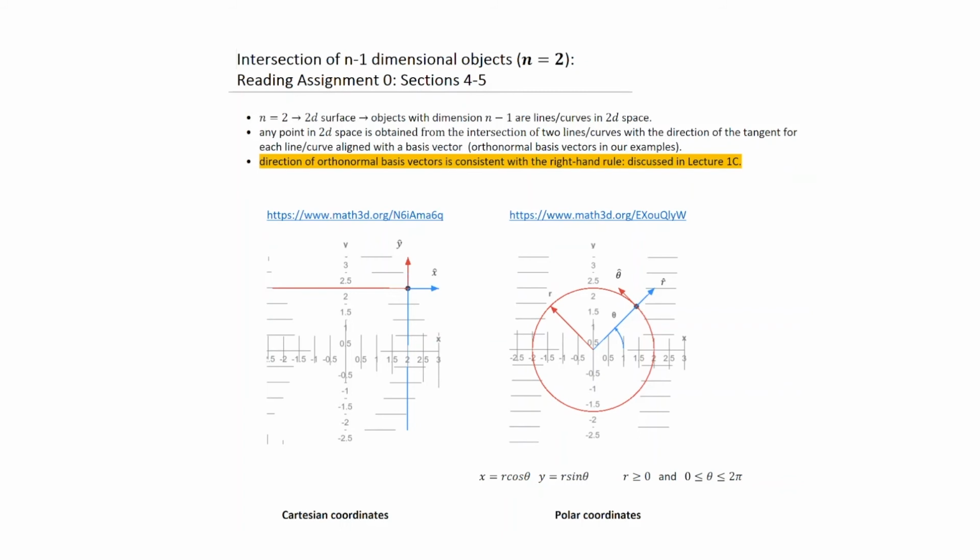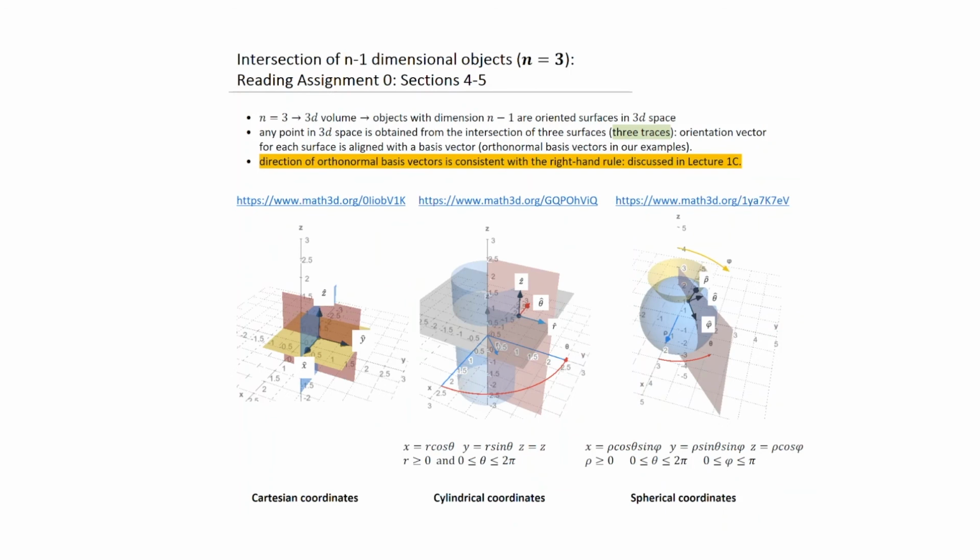All right, so the next thing to do is to look at what happens if we increase the dimension to n equals 3. n equals 3 would imply a volume. So in this case, it's a volume. That means objects with dimension n minus 1 are actually surfaces in 3D. But they are oriented surfaces because they have a direction. If it were a surface in 2D, there is only one surface. So these are oriented. Any point in 3D space is obtained from the intersection of three surfaces. We will call these traces. We'll discuss that in the fourth lecture.